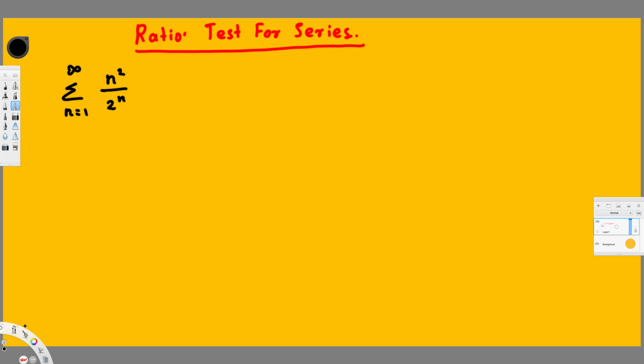Let's do this problem right here. So let's see how we can find out whether this series converges or diverges using the ratio test for series. Usually this one is used to find whether some series is absolutely convergent. So first let's get the idea of how to find this.